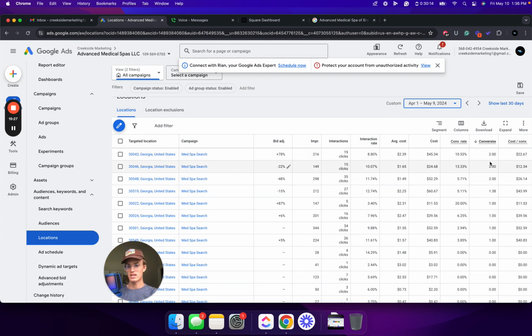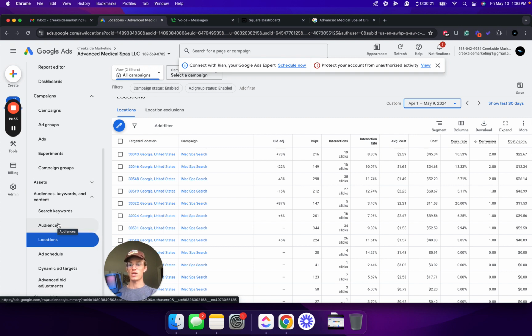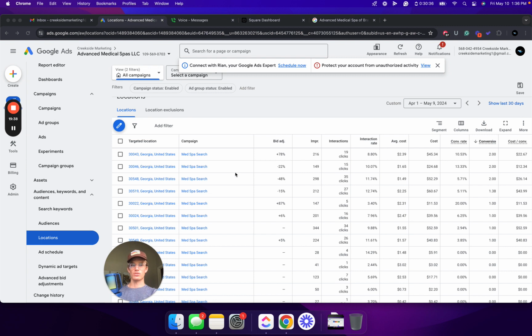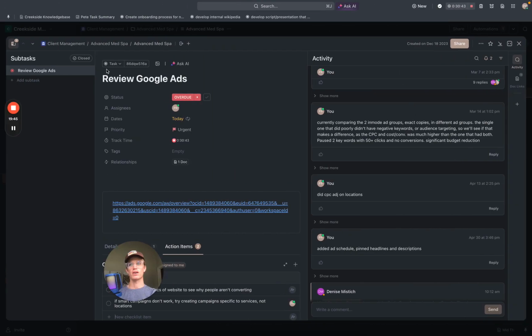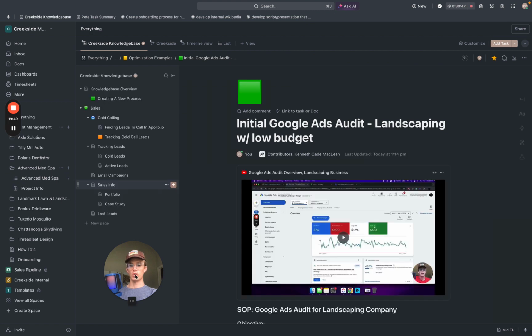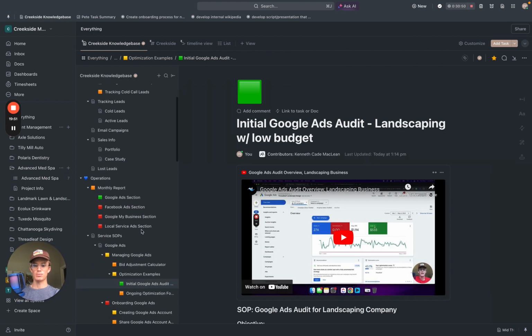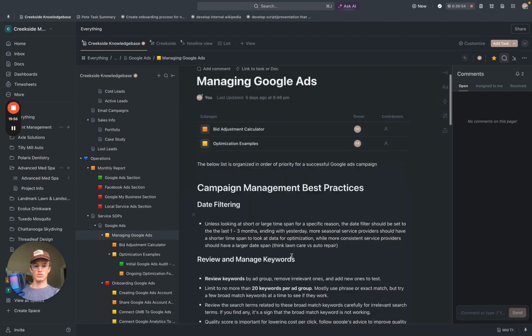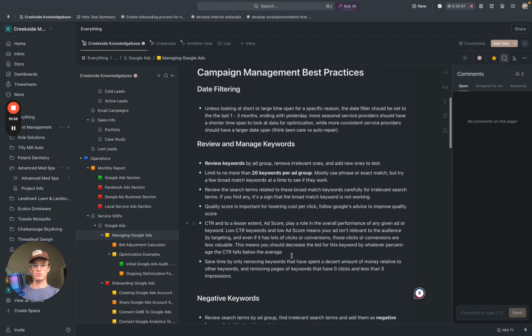Once again, going back to that data, we don't have a lot of data to go on to make a ton of adjustments. We just kind of have to make our best educated guess. And so one thing I always like to do if I'm starting to get lost in what I should be doing for making optimizations is I always go back to our Creekside knowledge base, and we're going to go in and look at our optimization SOP.